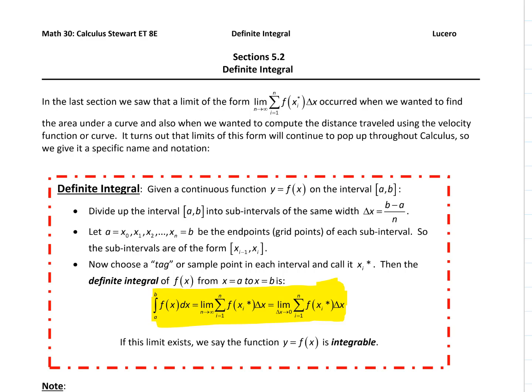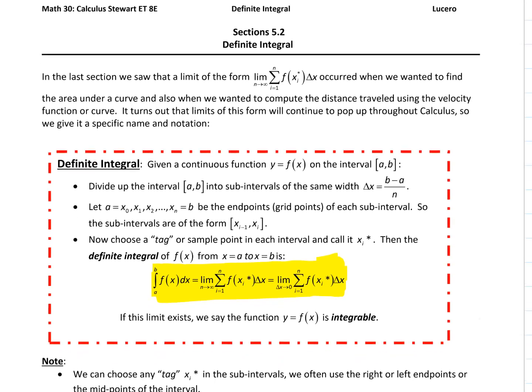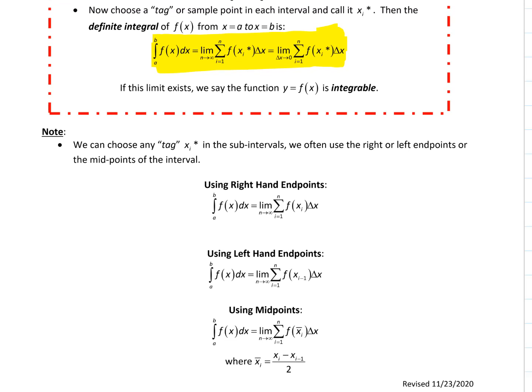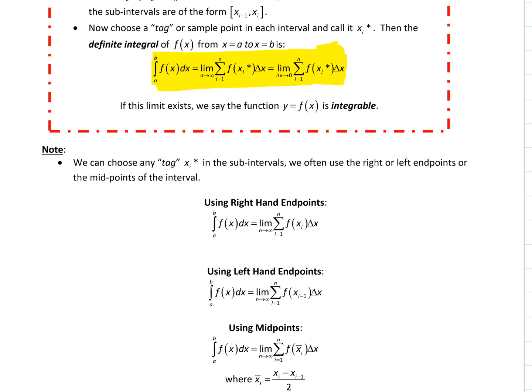We're going to do a couple more examples in this video and get a little bit more into this idea of net area between the function and the x-axis. Just as a reminder, I'm projecting this up again on the screen so that we can see what happens if we use the right-hand endpoints. We get that tag to be just x sub i, and if we use the left-hand endpoints, the tag becomes x sub i minus 1, and if we use the midpoints, then it's x sub i bar, where we are finding that midpoint between x sub i and x sub i minus 1.